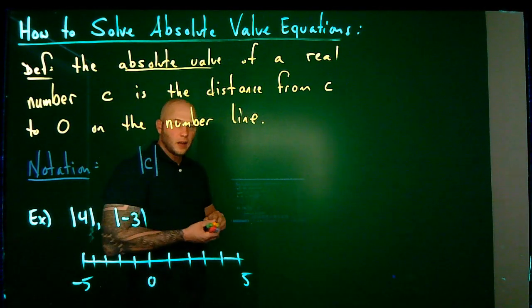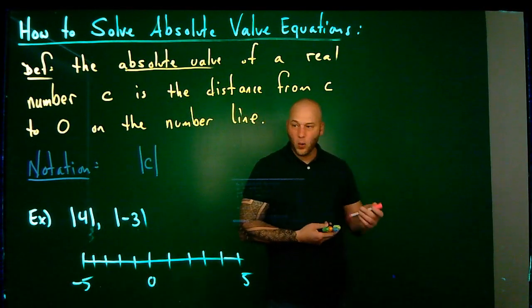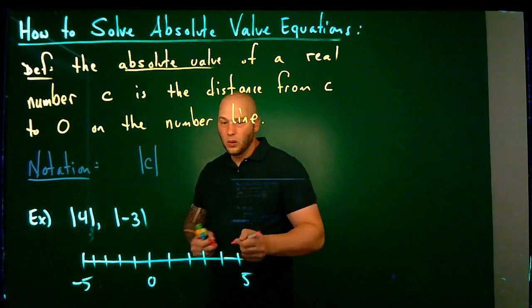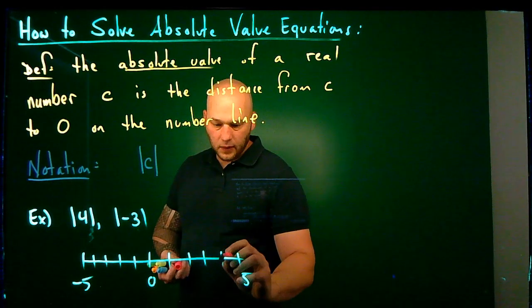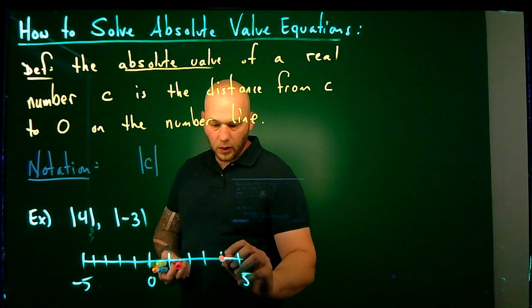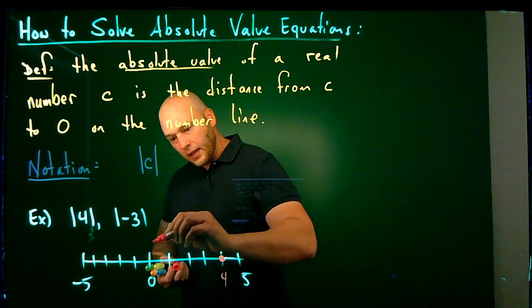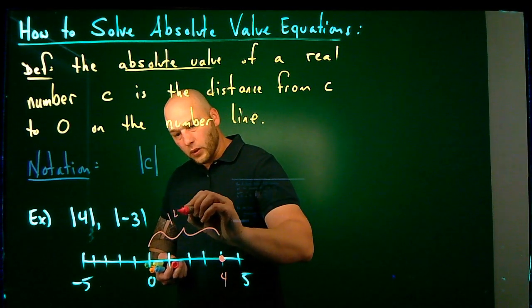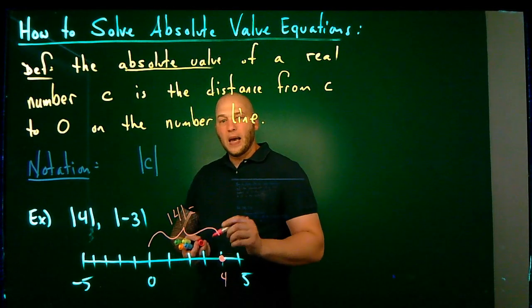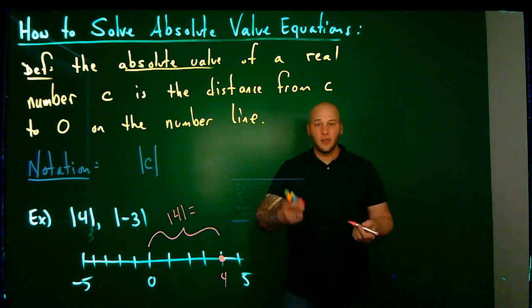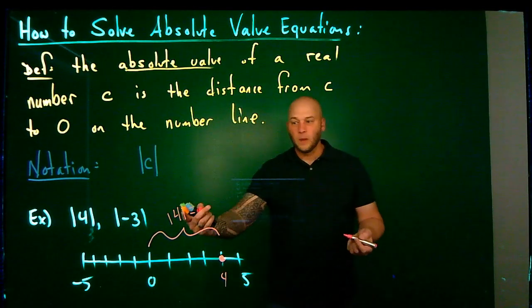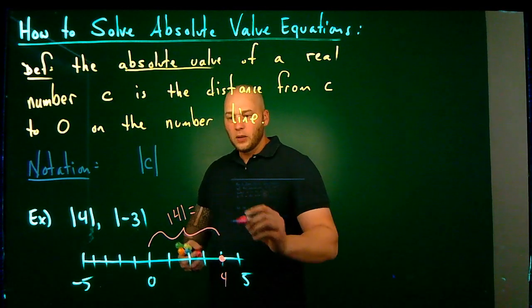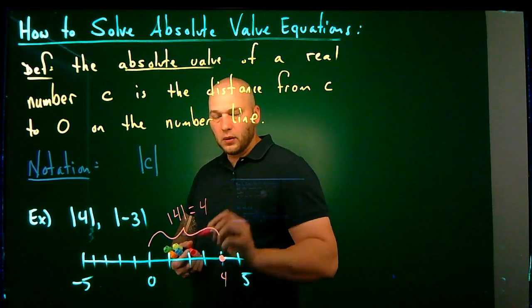If I want to identify the absolute value of 4, what we're going to do is find the number 4 on the number line. We're going to locate that. And then the absolute value of 4 is the distance. In other words, the absolute value of 4 is how many units away that number is from 0. Well, clearly it's 4. So the absolute value of 4 is 4.